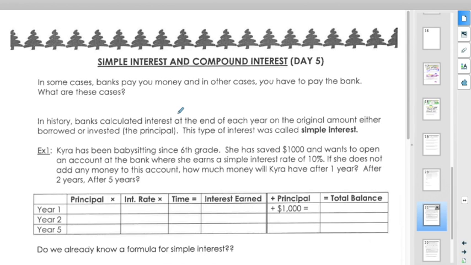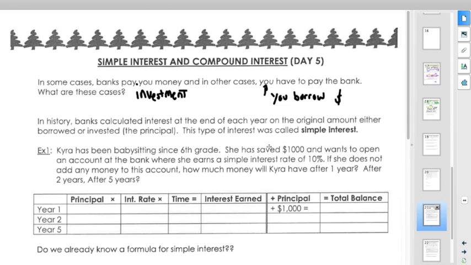That's how they make their money. So in some cases, banks pay you money. Interest works both ways. In some cases banks pay you money, so that's like an investment. But most of the time, typically the way we see interest is that you have to pay back the bank when you borrow the money. That's typically the way that we see interest. That's how they make their money.